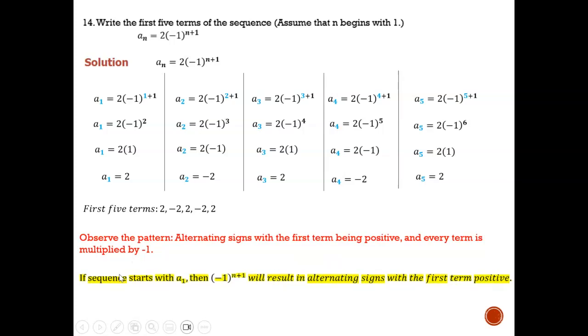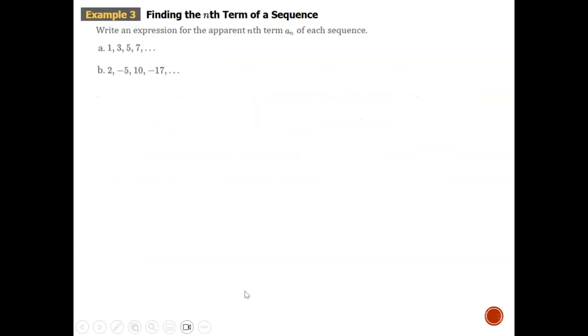Here's the observation. If the sequence starts with A1, then parentheses negative 1 to the n plus 1 power will result in alternating signs with the first term being positive. So every time you have alternating signs and you start with a positive number, this is what goes in front of the sequence: negative 1, close parentheses, to the n plus 1. And if the first term is negative, it's going to be parentheses negative 1 only to the power of n. I believe I explained that in this slide here. Okay, let's see here. Let's do the next one.